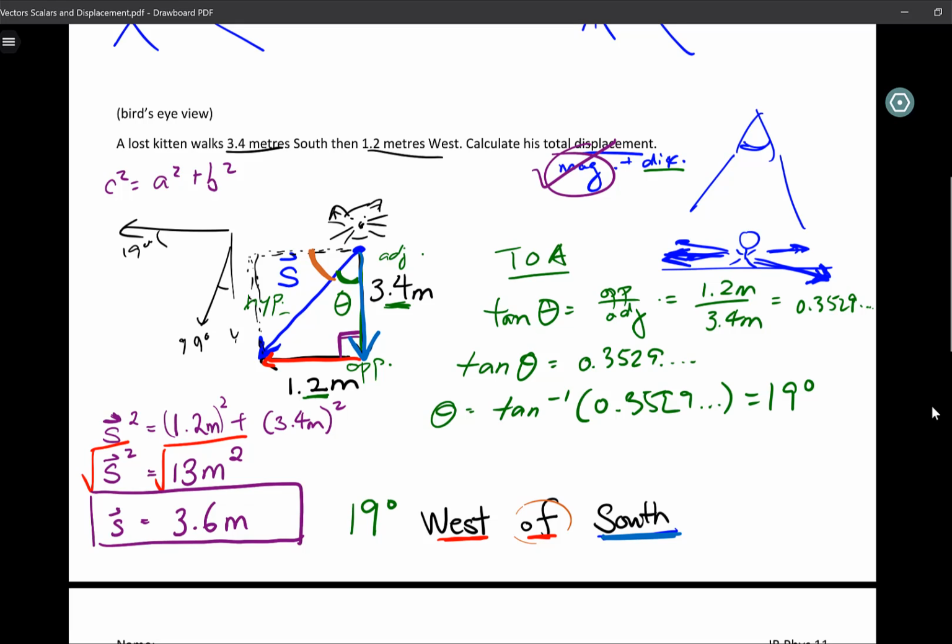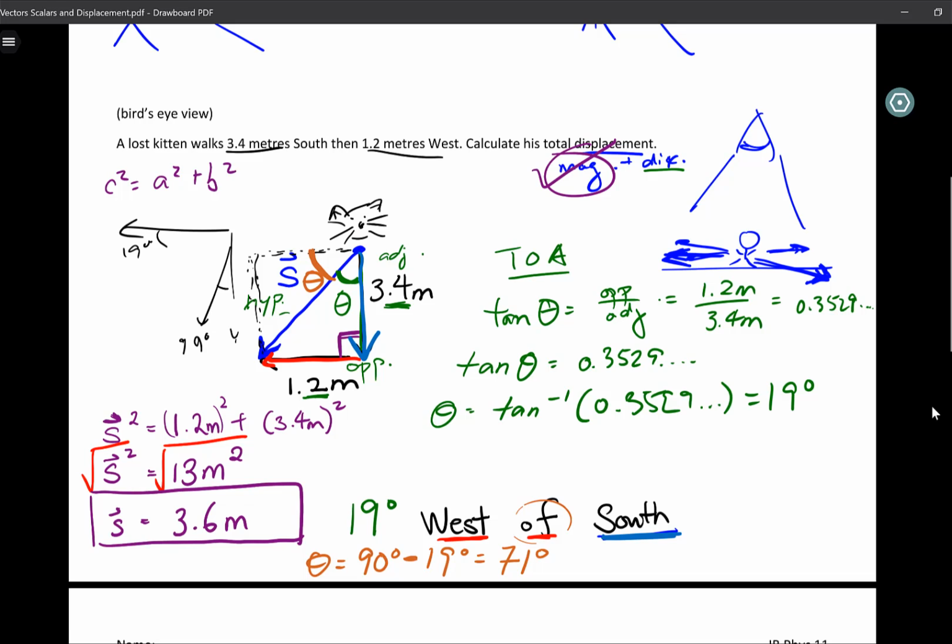Now, is that angle 19 degrees? No. But what is the relationship between this orange angle and the green one? Yes, they are complementary to one another. Okay? So, if you want to find the complementary angle of 19 degrees, what do you do? And yes, you do. Take 90 minus 19 degrees. You get 71 degrees. If you don't trust me, check it with your calculator.